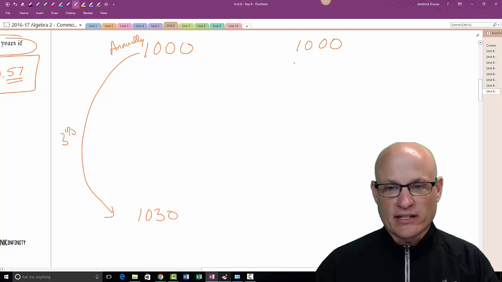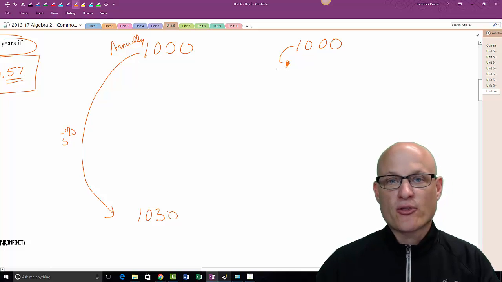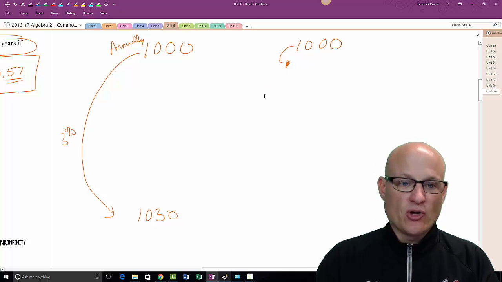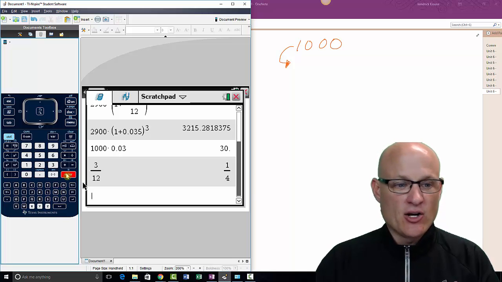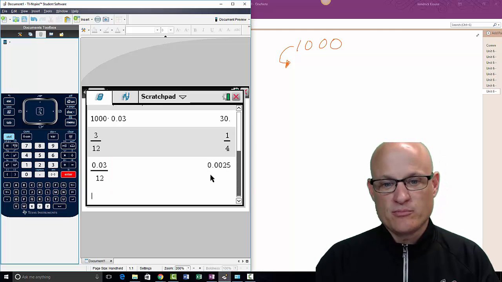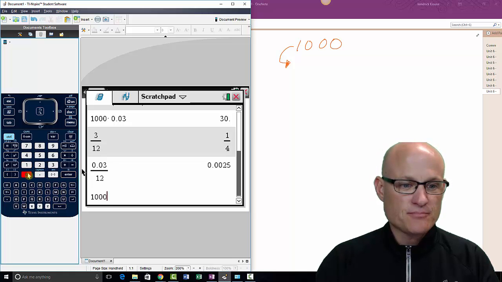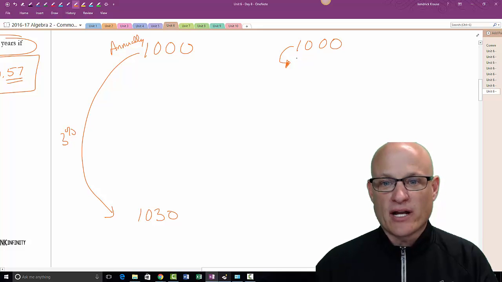The way it works monthly, at the end of this month, you will have earned 3%, but 1/12 of that. So we'll say, okay, take 3 divided by 12. This is the percent we earn every month, 0.03 divided by 12. So if I take 1,000 and multiply it by 0.0025, I will have earned $2.50. So now at the end of month 1, I have $1,002.50.